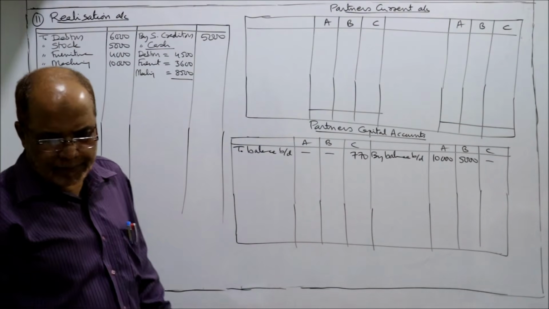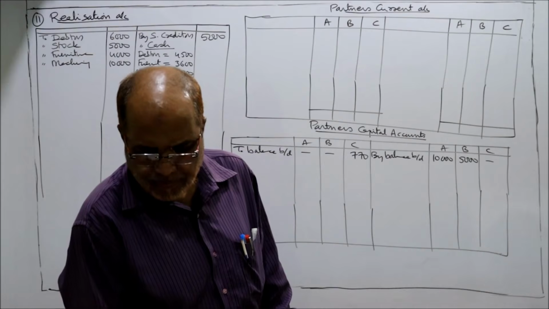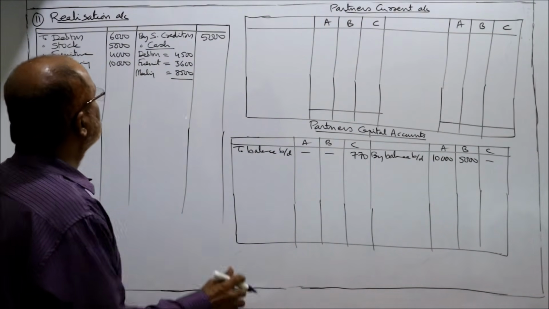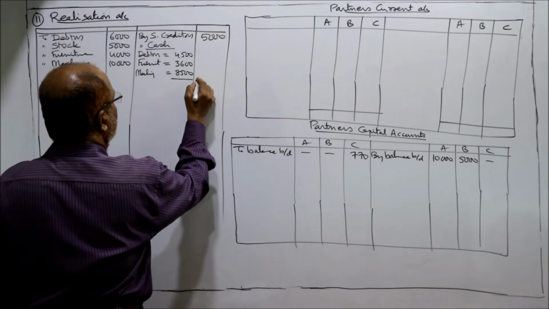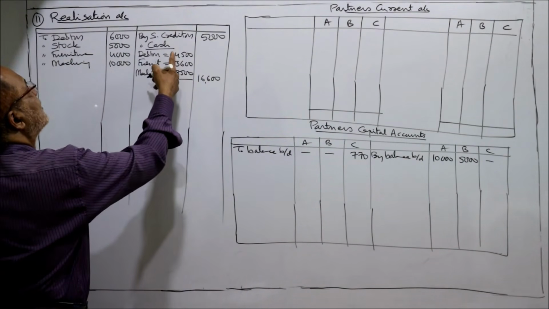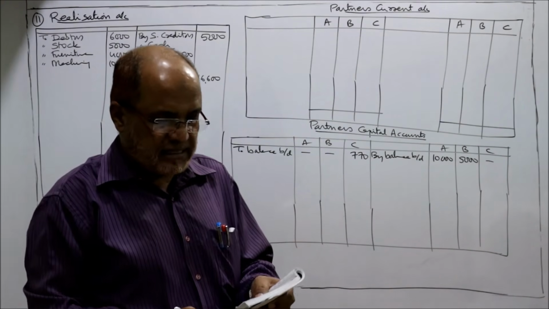We will add up the three amounts. You will get 16,600. This is the total of the assets realized.